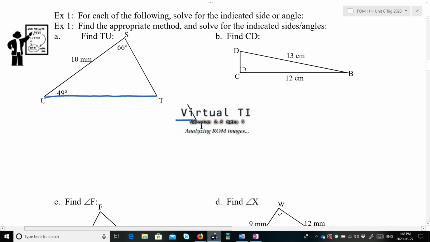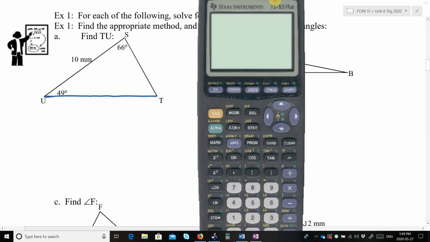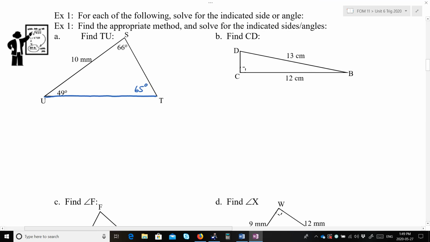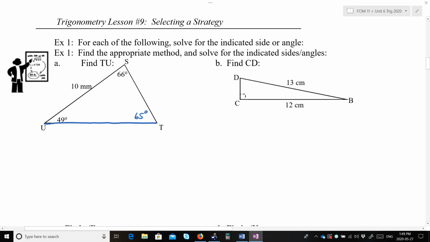Okay, and what we could do first, because we know two of the three angles, is get the third angle: 180 minus 66 minus 49. And we get that this angle over here is 65 degrees. Okay, so you can see, guys, that this first triangle is not a right triangle. There is no 90-degree angle. And when there's no 90-degree angle, that means we have to use the sine law or cosine law.